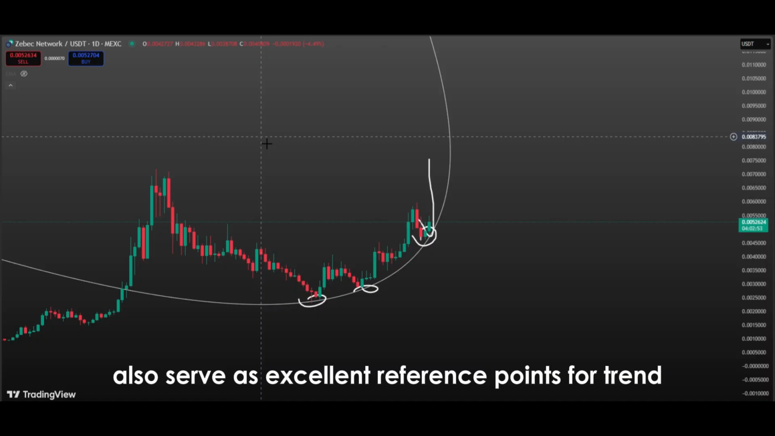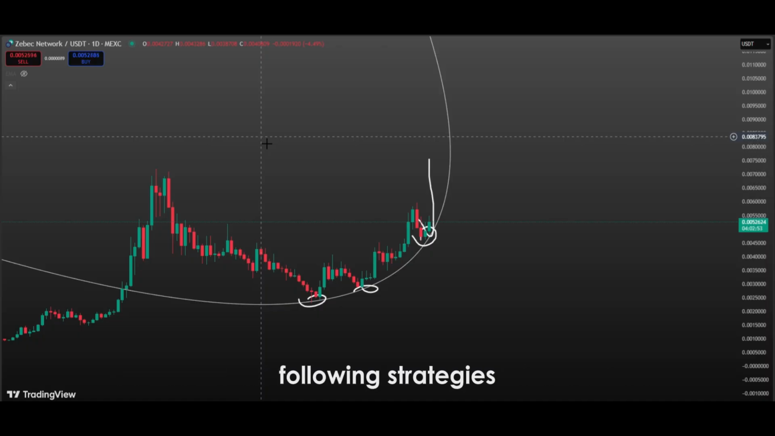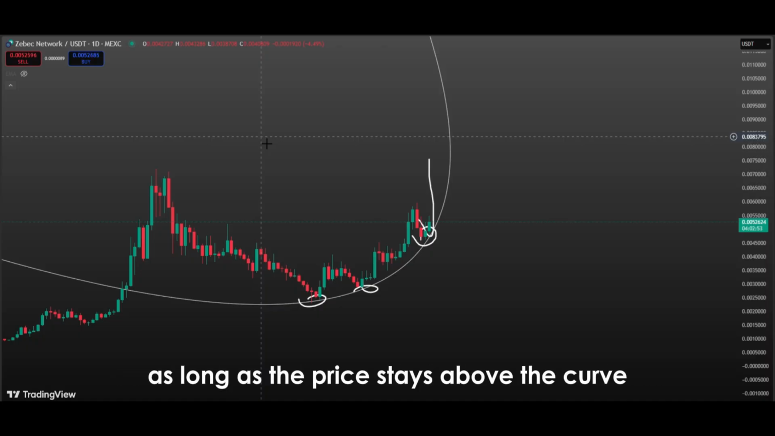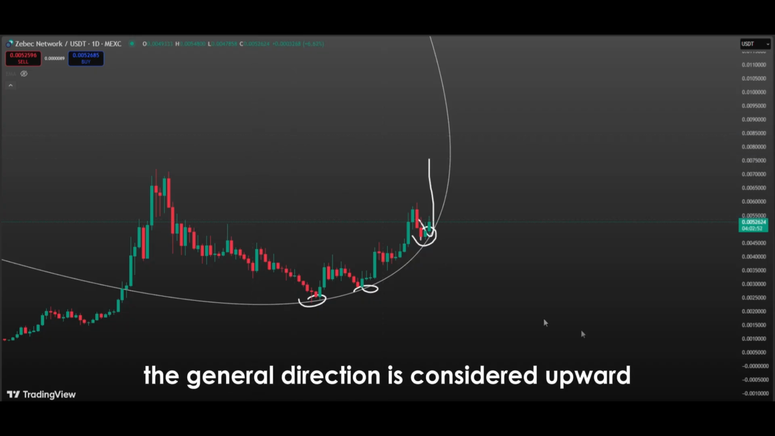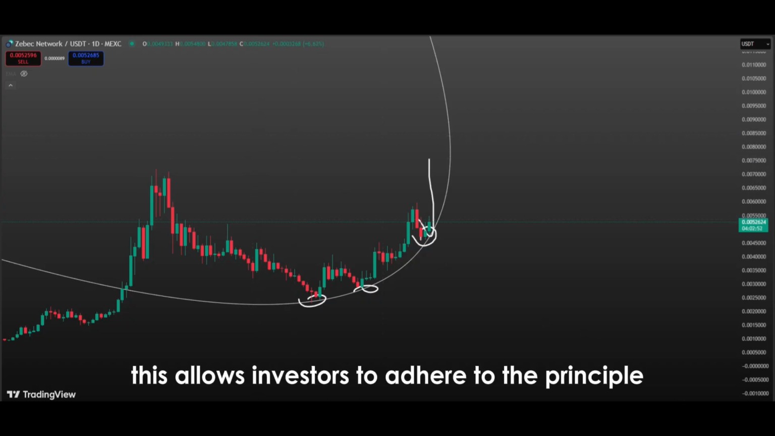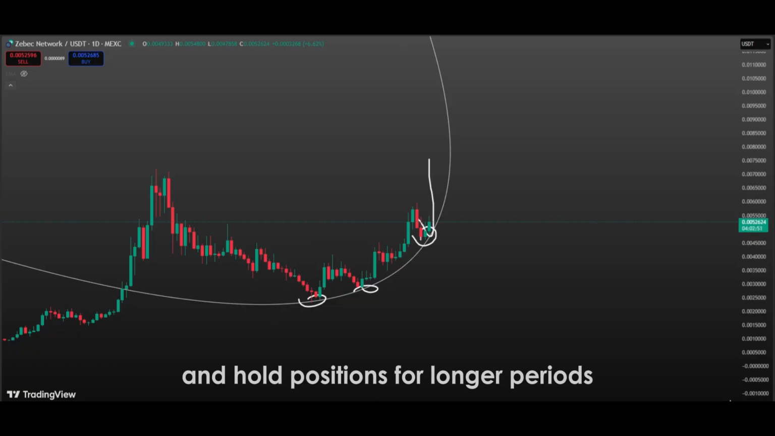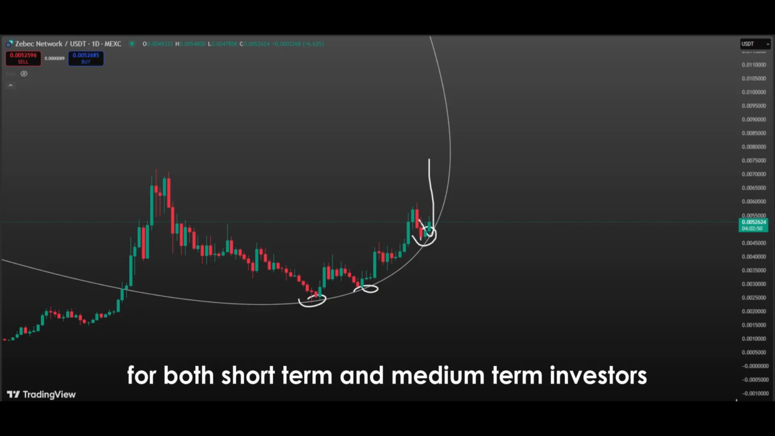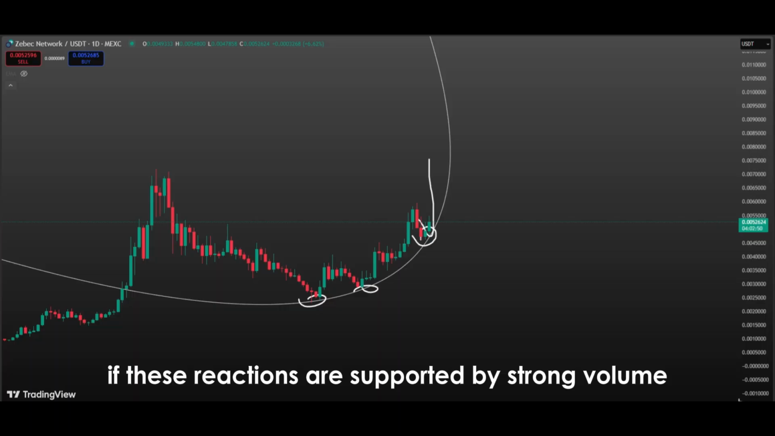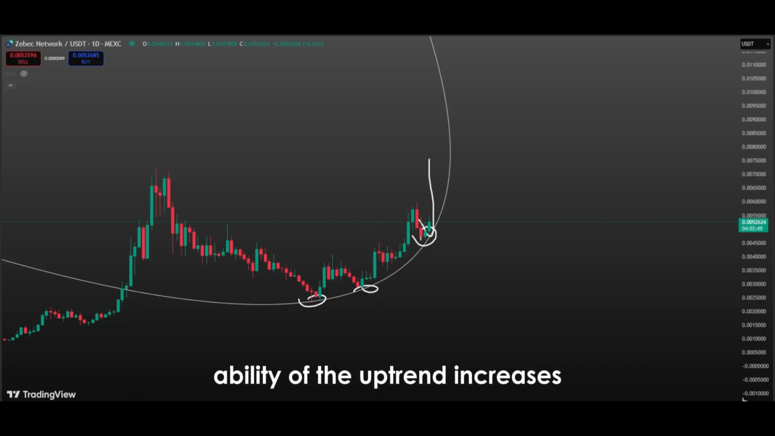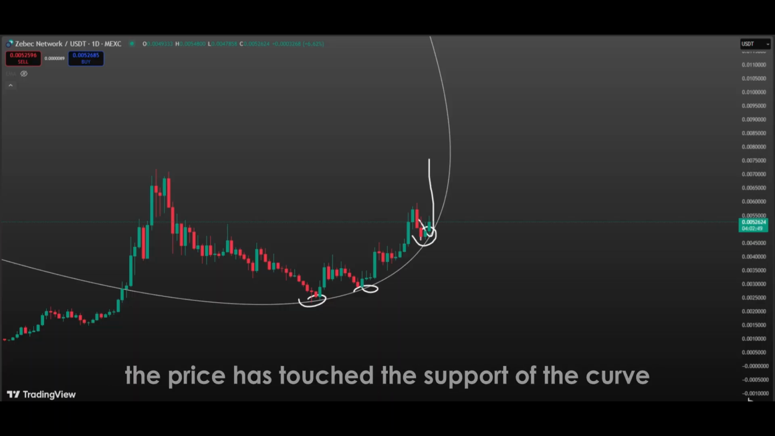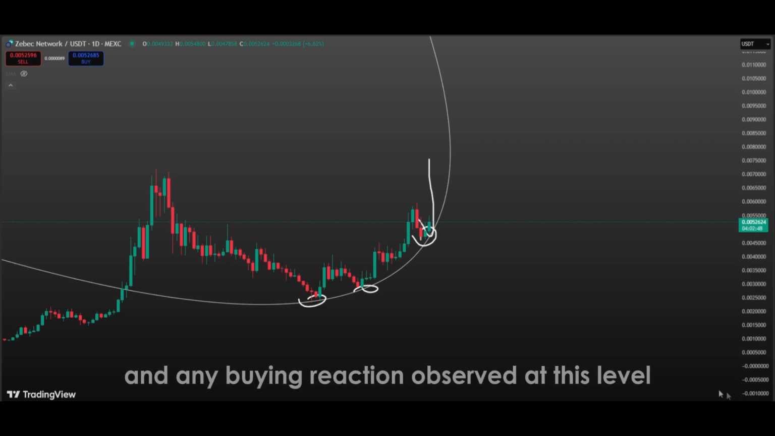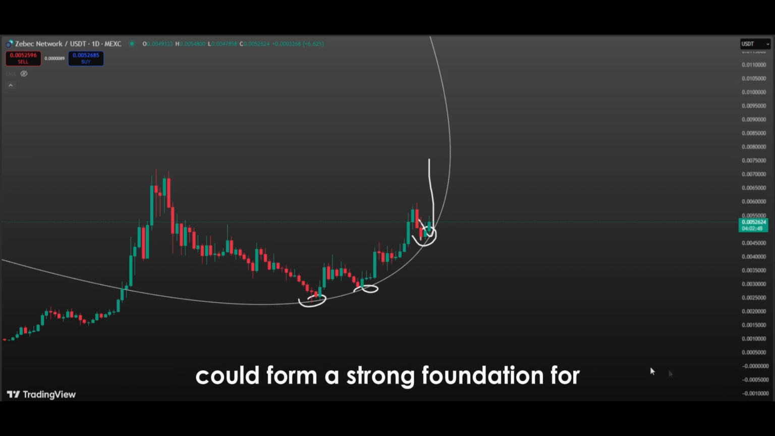Ascending curves also serve as excellent reference points for trend-following strategies. As long as the price stays above the curve, the general direction is considered upward. This allows investors to adhere to the principle, the trend is your friend, and hold positions for longer periods. Each touchpoint on the curve can present new buying opportunities for both short-term and medium-term investors. If these reactions are supported by strong volume, the sustainability of the uptrend increases. Currently, the price has touched the support of the curve, and any buying reaction observed at this level could form a strong foundation for continued upward movement.